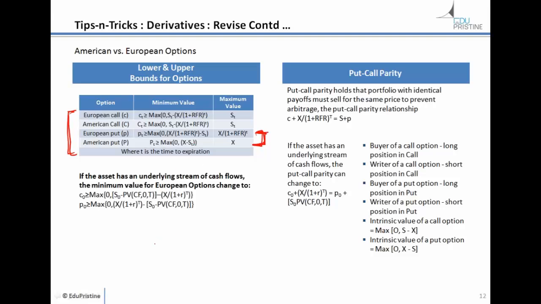Now the next thing one must remember is the put call parity. Put call parity is nothing but the put price plus the stock price should be equal to the call price plus the discounted value of the strike.